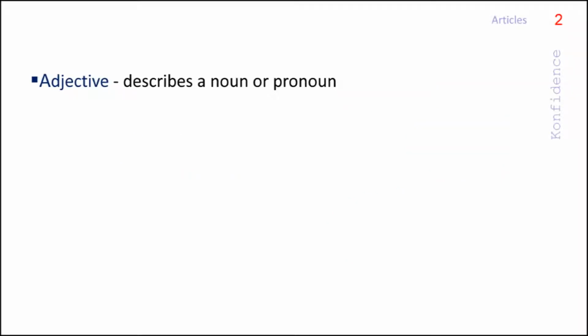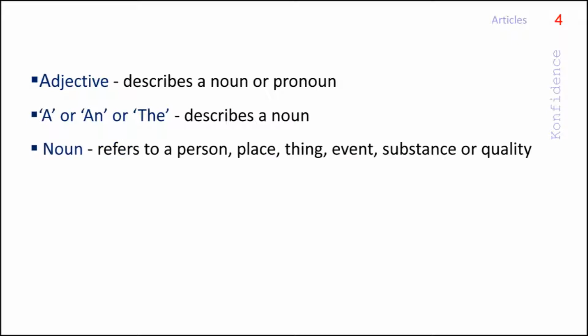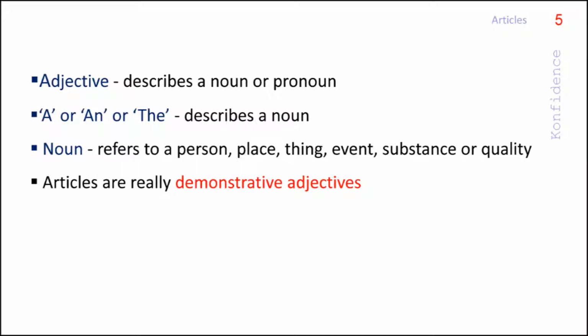An adjective is a word that describes a noun or pronoun. The articles a or an or the usually describe a noun. I hope that you would recollect noun as a word that refers to a person, place, thing, event, substance, or quality. Articles are really demonstrative adjectives because they point out which persons or things are meant.